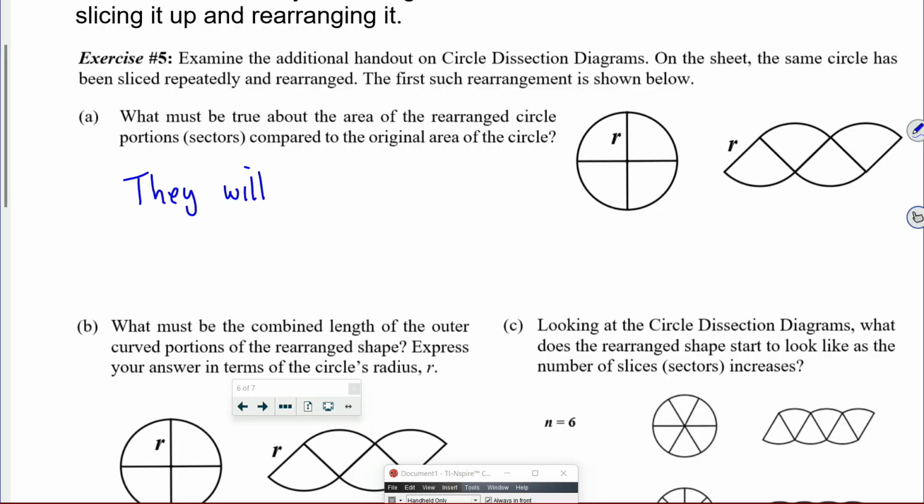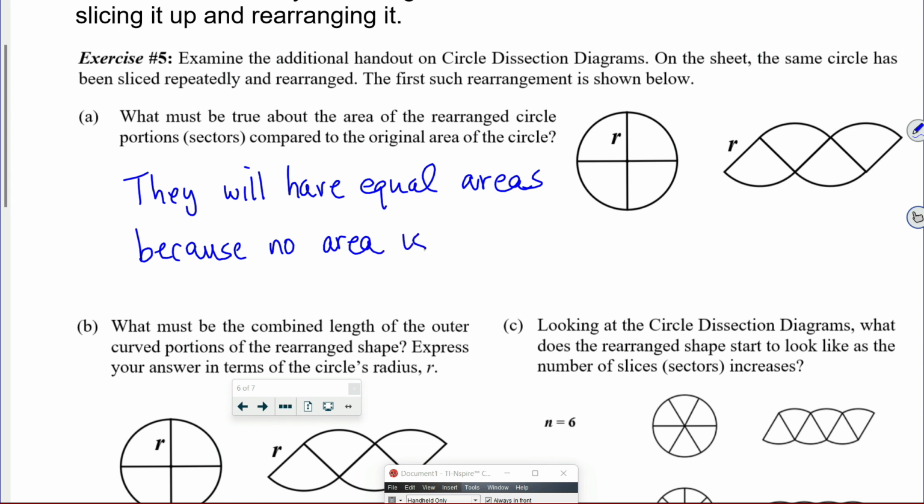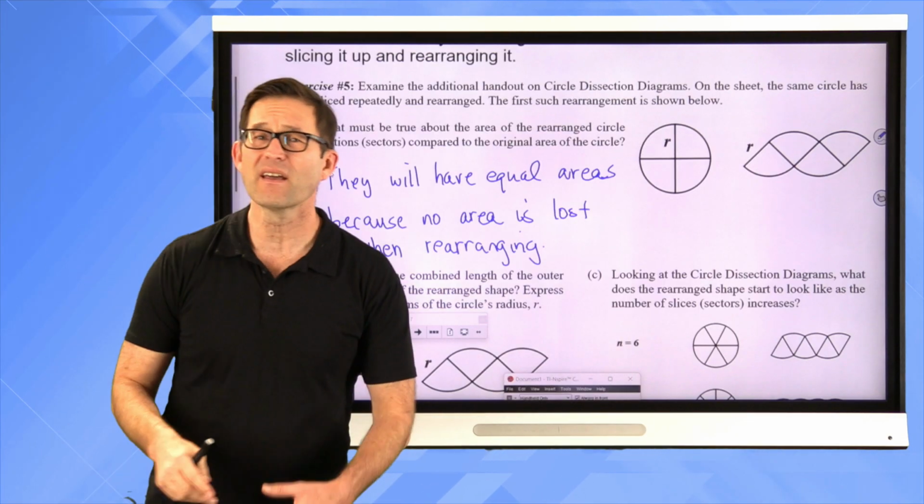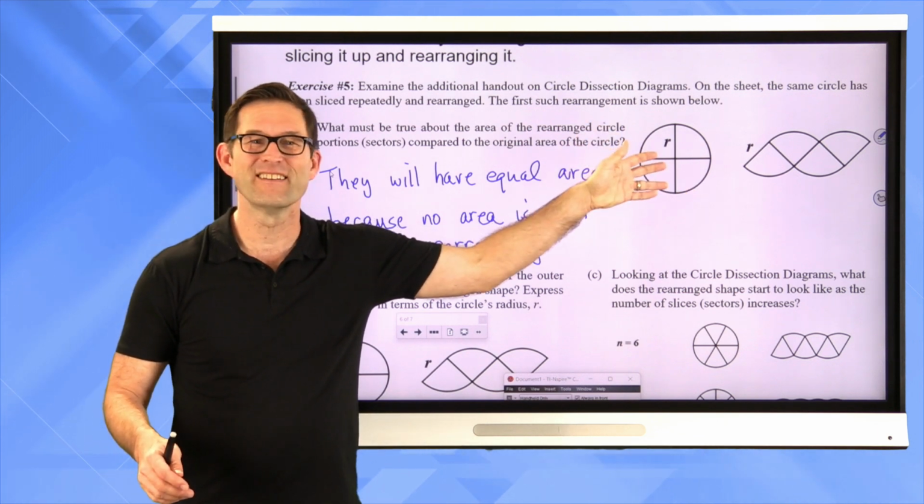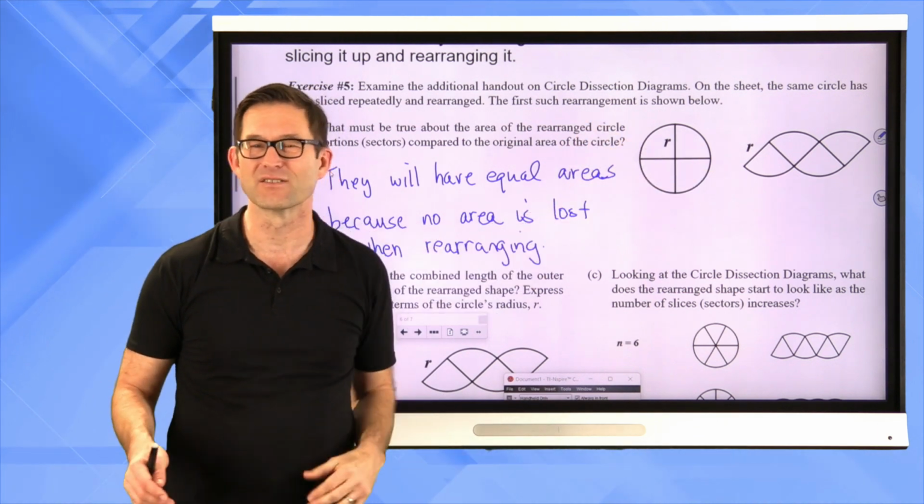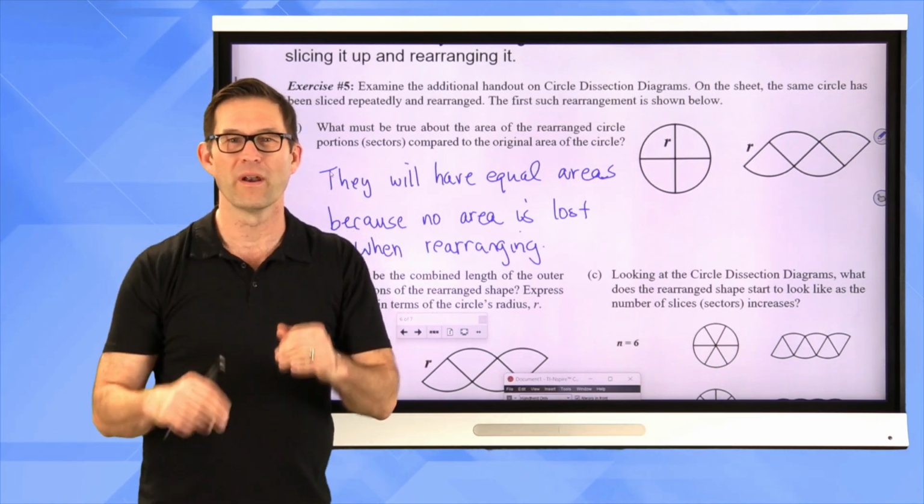They will have equal areas because no area is lost when rearranging. I should probably say no area is lost or gained when rearranging, but we'll just leave it at that. All I'm doing is taking a pizza, slicing it into slices, and rearranging those slices so that they alternate, one up, one down, one up, one down.